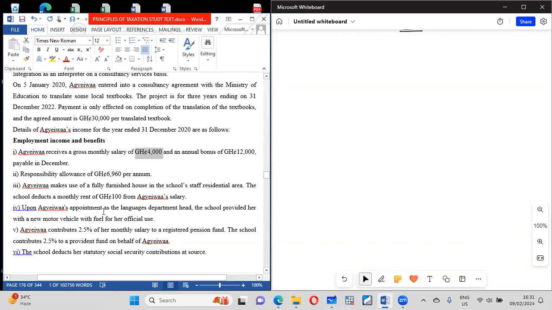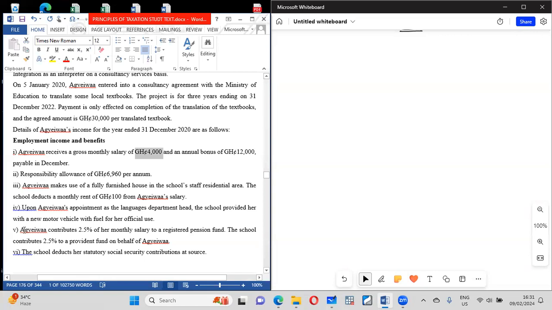Upon Ejewa's appointment as a language department head, the school provided a new motor vehicle with fuel for her official use. All right. And so here too, she has a vehicle and fuel. Does she have a driver with the new motor vehicle? There is no driver.